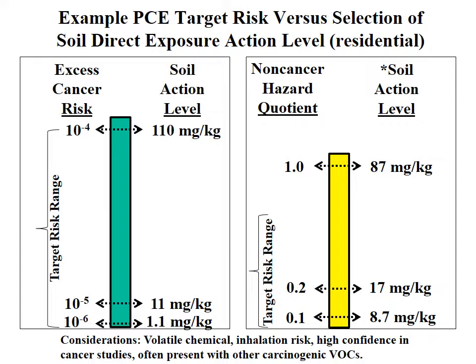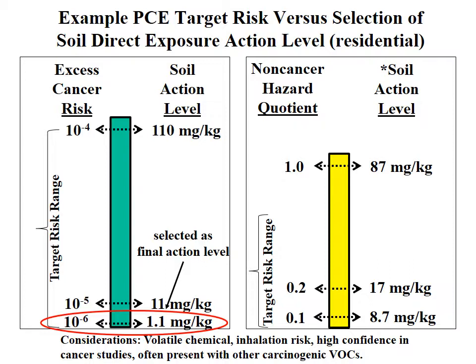But for PCE in soil, just because it's a volatile chemical, we're really concerned about inhalation, and there's a lot of confidence in the cancer studies, we use the most conservative action level, based on a 1 in a million risk, 10 to the minus 6, of 1.1. So if you look in the lookup tables in Appendix 1 for the residential soil action levels, you'll see this action level for PCE in soil of 1.1, and that's what it's based on. We didn't have to do that. In reality, that's excessively conservative.